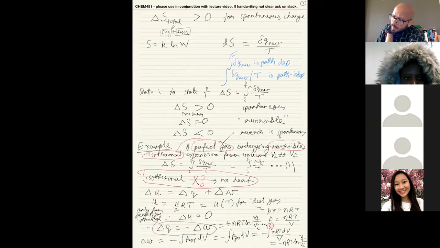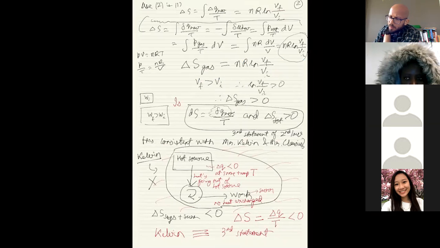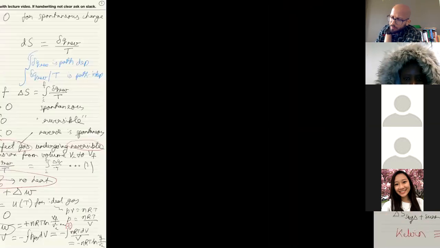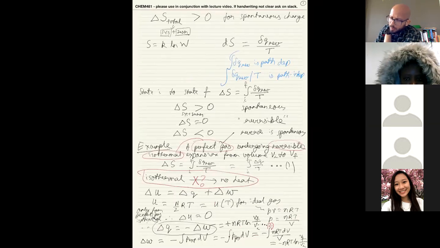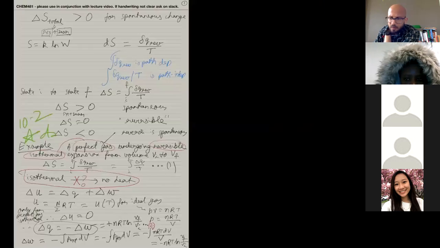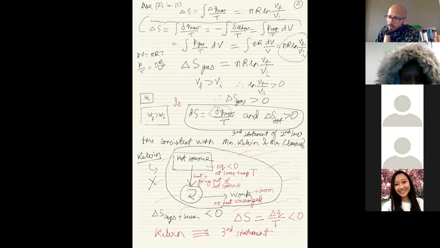We calculated the change in entropy for a few example processes. This is also good practice exercise on 10:2. We calculated the change in entropy for a perfect gas undergoing reversible isothermal expansion from volume Vi to Vf using this formula. And we got an answer, which is nR ln(Vf/Vi).